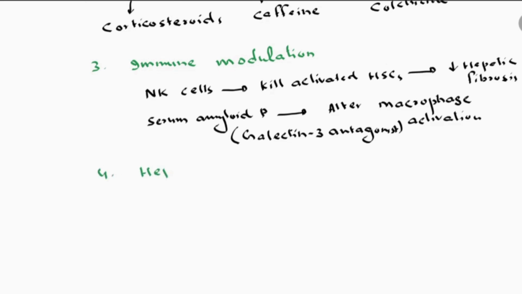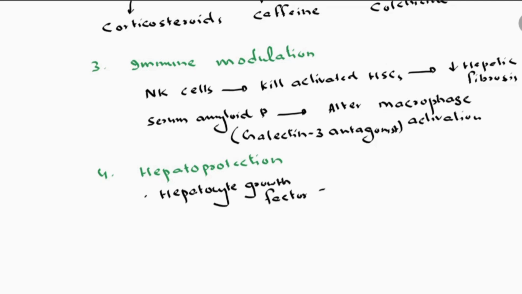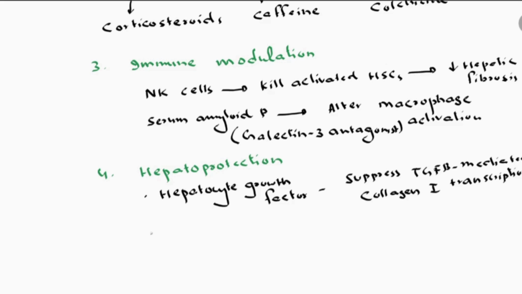Now, number four is hepatoprotection. In hepatoprotection, we have hepatocyte growth factor. This hepatocyte growth factor suppresses TGF beta mediated collagen type 1 transcription, which we know in cirrhosis the predominant collagen is type 1. And caspase inhibitor prevents apoptosis of hepatocytes, because damaged or apoptotic hepatocytes are a pro-inflammatory signal.